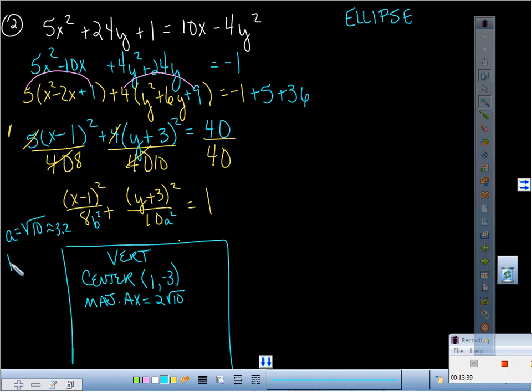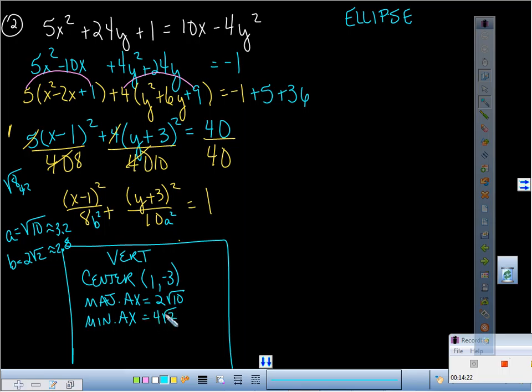I'm going to say b is what? Simplify it. 2 times the square root of 2, and that's approximately 2.8. Square root of 8? Yeah, that's algebra: 4 times 2, so 2 square root of 2. So the minor axis is twice 2 square root of 2. What's that going to be? 4 square root of 2.